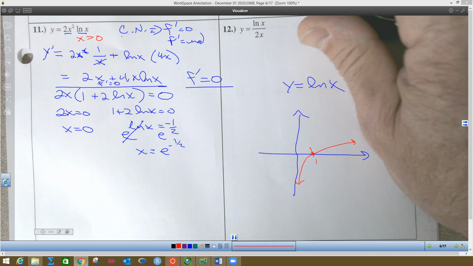Let's see, is this 5.2 or 5.3? This is 5.3, isn't it? Okay.